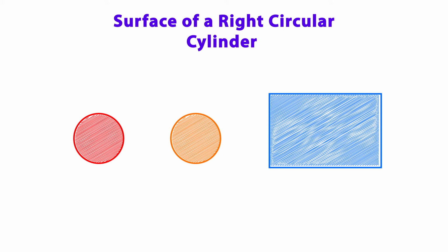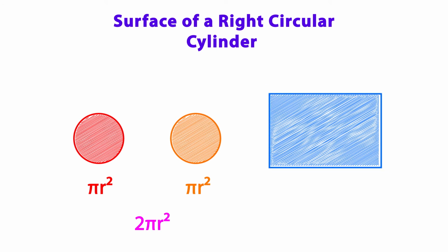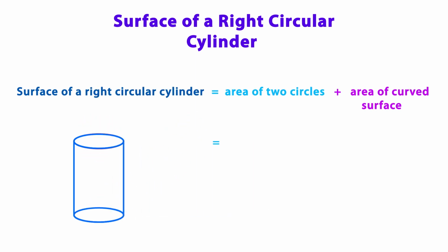Now we have all three areas which are essential to find the surface of a right circular cylinder. The area of the top face is pi r squared and the area of the bottom face is also pi r squared. Therefore, the area of two faces is 2 pi r squared. And we have found the area of the curved rectangle, that is 2 pi r h. Therefore, the surface area of a right circular cylinder is 2 pi r squared plus 2 pi r h. That is 2 pi r times (r plus h). So guys, so far we discussed the surface of a right circular cylinder.